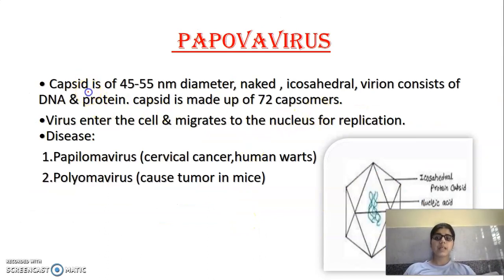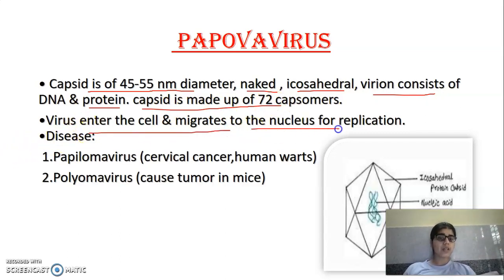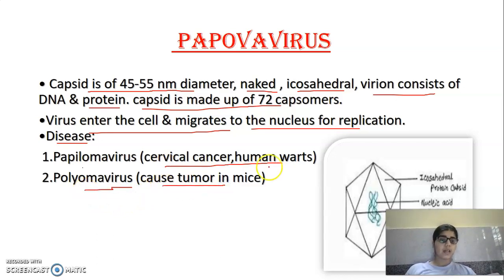Papovaviruses. The capsid is 55 nanometers in diameter, naked, icosahedral. The virion consists of DNA and proteins, and the capsid is made up of 72 capsomers. The virus enters the cells and migrates to the nucleus for replication. Diseases caused by papovaviruses are papillomavirus, which causes cervical cancer and human warts, and polyomavirus, which causes tumors in mice. And papovavirus looks like this.